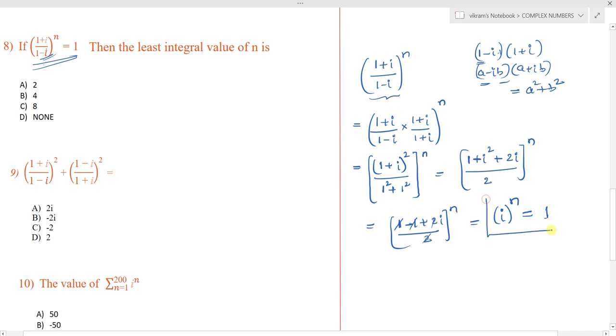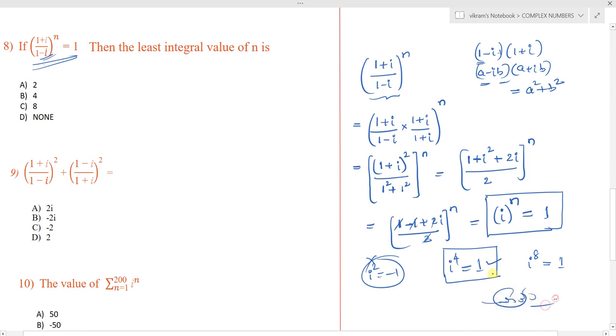This is the required condition given. What is the least possible integral? If option A is considered, 2, then i square equals minus 1, so it is not equal to 1. Option A is not satisfied. Then option B, i power 4, equals 1, which is satisfying. And option C, i power 8, is also 1. But the least integral is 4. So for this one, the answer is simply 4.